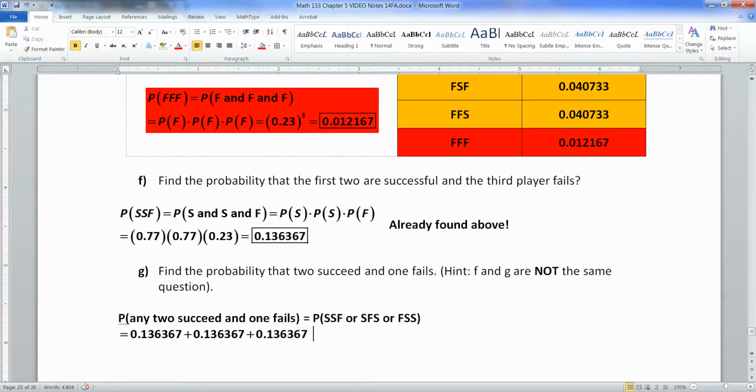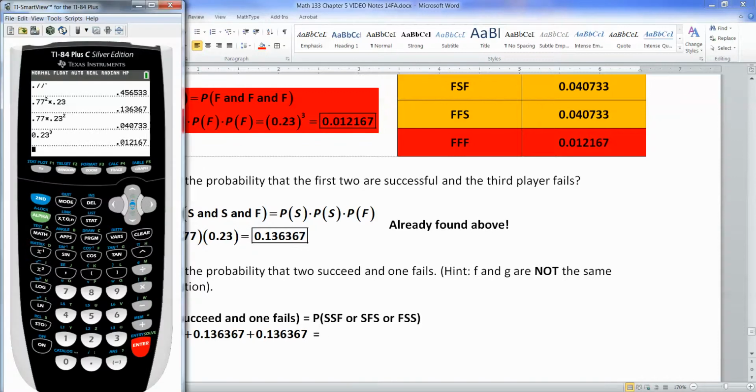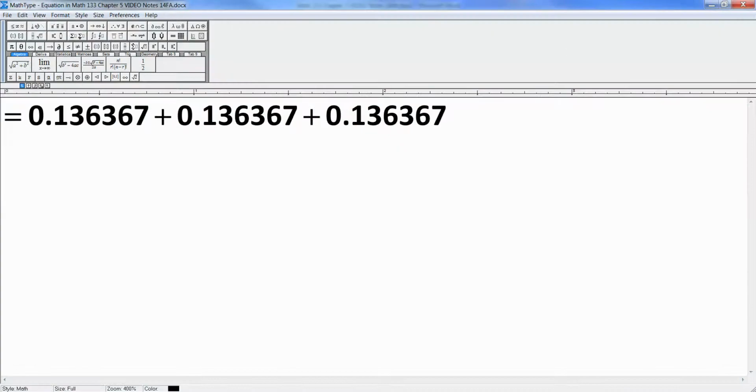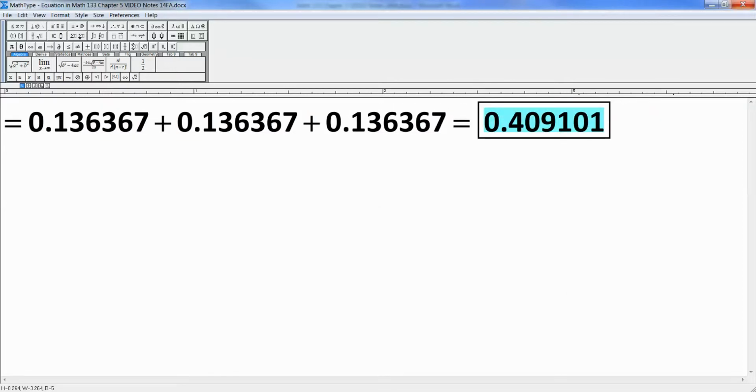And that would give me a grand total of, let me grab this, 0.136367 plus 0.136367 plus 0.136367 would be this. Or if you like, you could say 3 times 0.136367 because that's what multiplication is. It's adding up. So it's 0.409101. Oops. And there we have it.